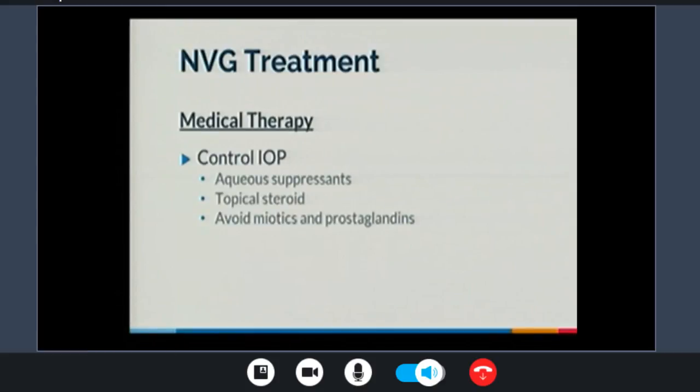These eyes have a breakdown of the aqueous-blood barrier, and there is an inflamed eye, there is flare, there are cells, and so on. And we need to avoid miotics and the prostaglandins, and you know why you should avoid them. I don't want to say it. You know it.